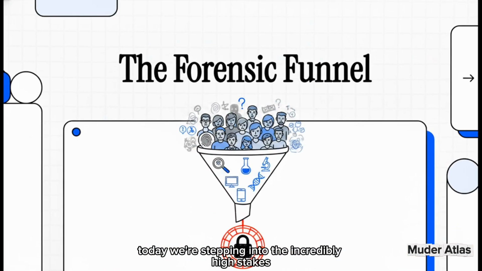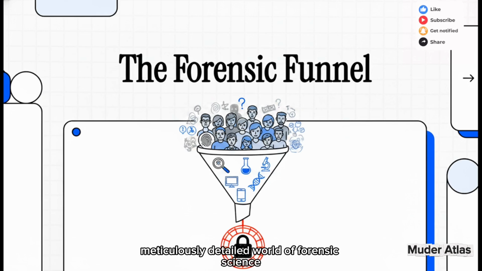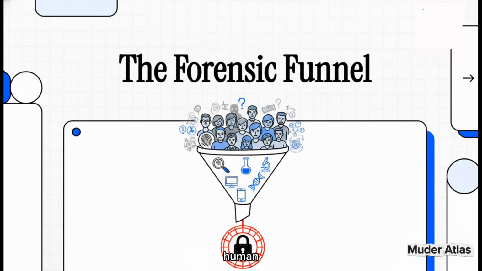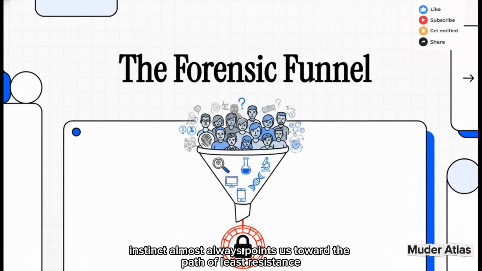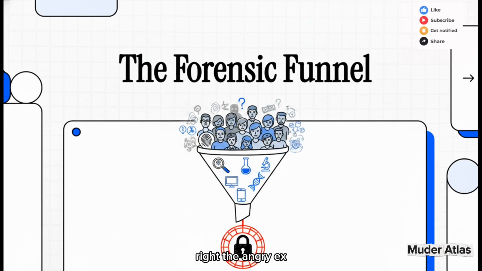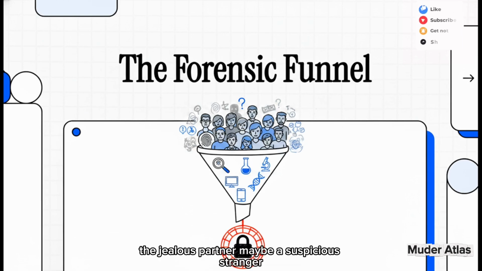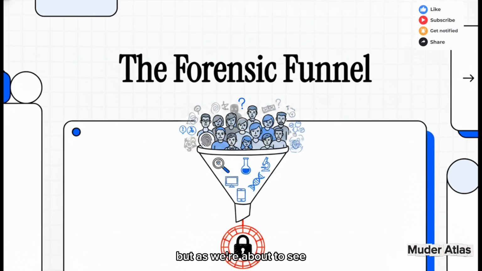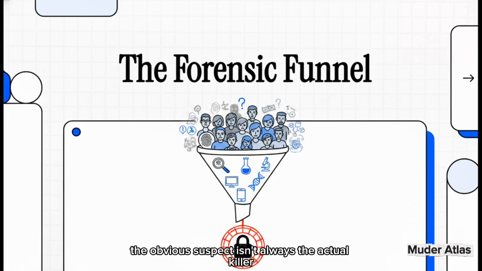Today we're stepping into the incredibly high-stakes, meticulously detailed world of forensic science. You know, when a horrific crime occurs, human instinct almost always points us toward the path of least resistance, right? The angry ex, the jealous partner, maybe a suspicious stranger. But, as we're about to see, the obvious suspect isn't always the actual killer.